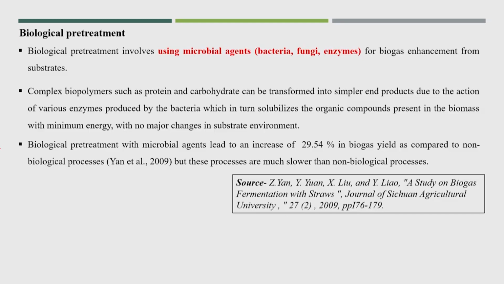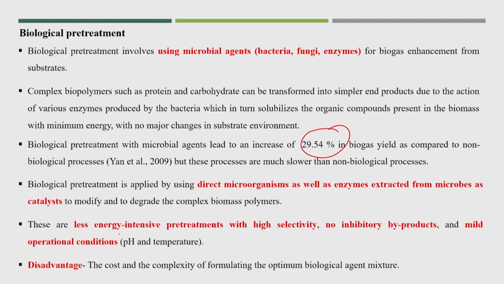And biological treatment with microbial agents can increase biogas yield by around 30%, according to some research. This is more beneficial. And biological treatment is applied by using direct microorganisms as well as enzymes extracted from the microbes as catalysts to degrade the complex biomass polymer. So, we can take a particular bacteria or fungus and add it for the degradation process, or we can extract the enzyme from the microbes, and add these enzymes for the degradation process.